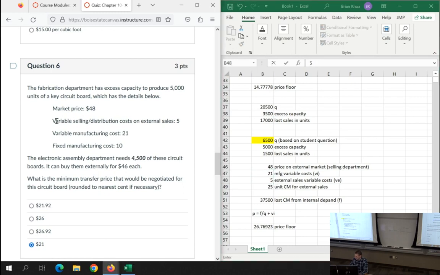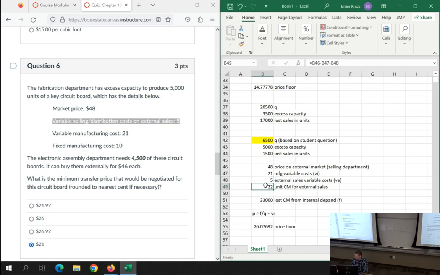5 is our variable cost on external sales, which means that our unit contribution margin on external sales is $22 in this question, which means we have $33,000 of lost contribution margin total. That's our fixed cost of selling internally.